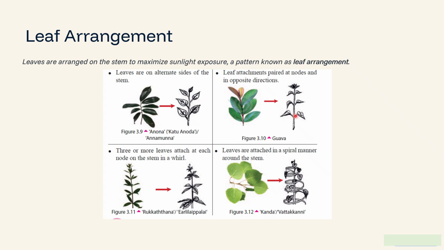Nodes are the points where the leaves are attached. In these nodes, you can see the leaves are paired. Two leaves are there in one node in opposite directions. Whorled: example guava. Three or more leaves are attached at each node on the stem in a whorl. You can see as a whorl there are more leaves in one node. Spiral: example Rukatana. Leaves are attached in a spiral manner around the stem. Example Candle.